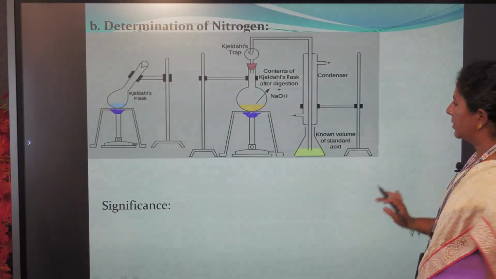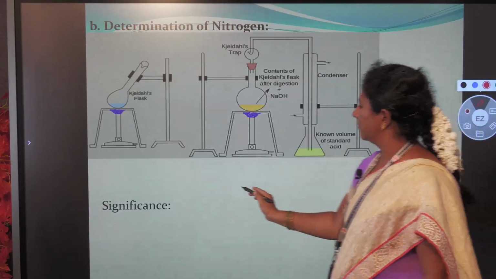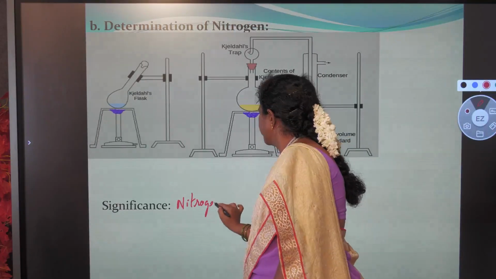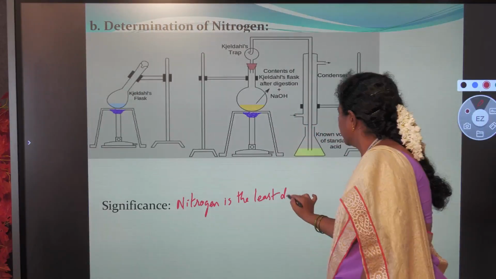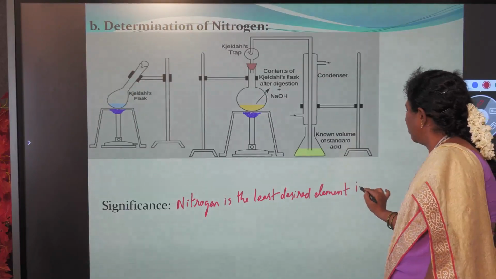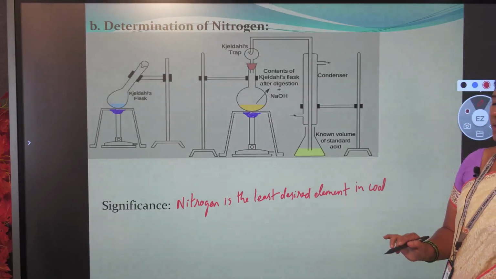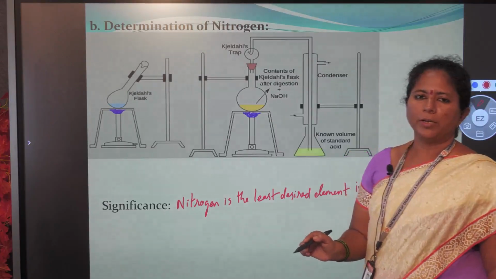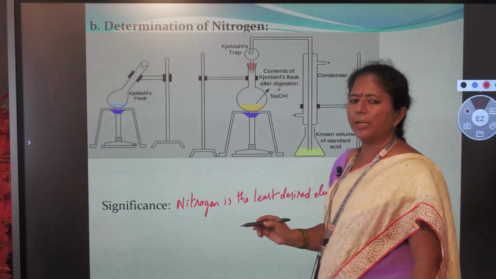Now coming to the significance. Nitrogen is the least desired element in coal. Nitrogen will not add to the heating value, and moreover, nitrogen present in the fuel may diffuse into the metal during the metallurgical process and make the sample hard.